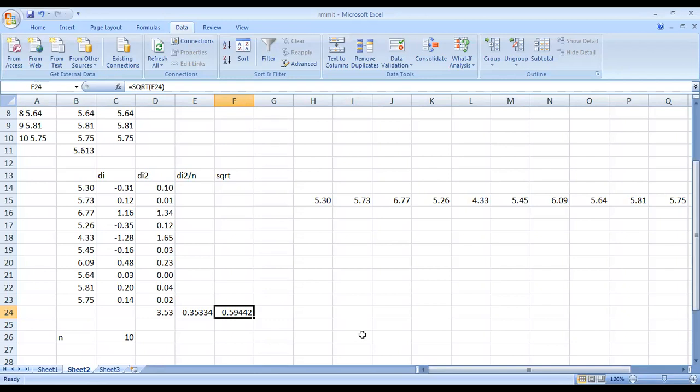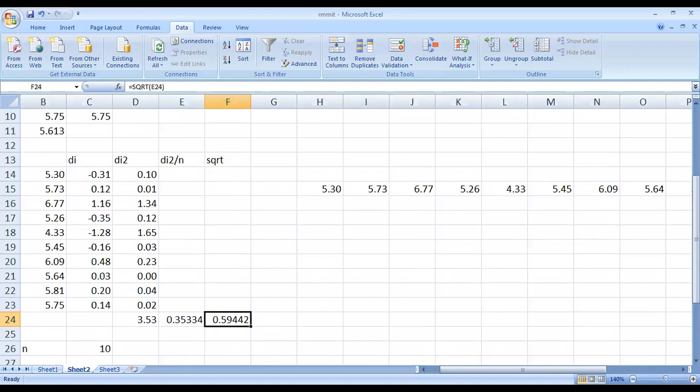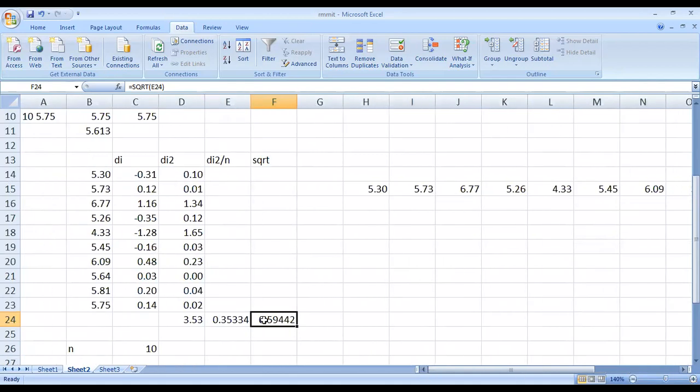Are you getting this reading, 0.5944? Are you getting the reading of 0.5944 for standard deviation, population standard deviation? 0.5944. That is your standard deviation.